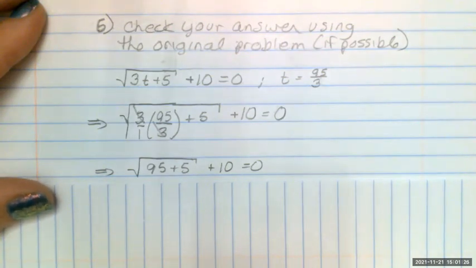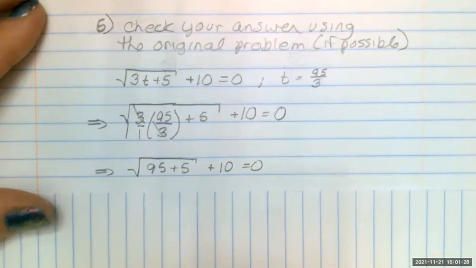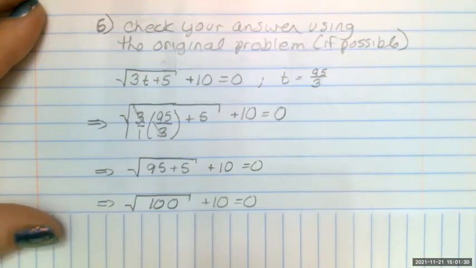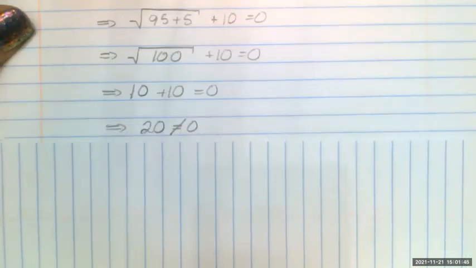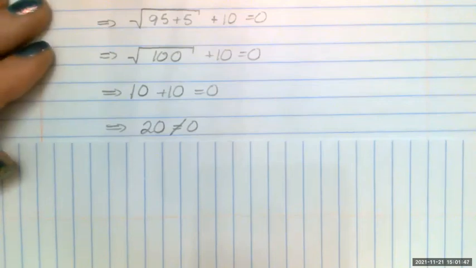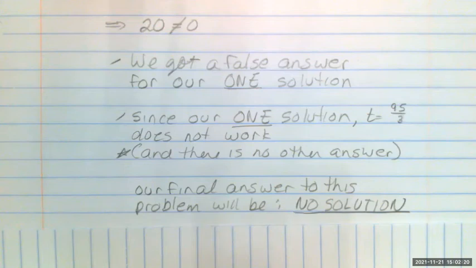Work out 95 plus 5. That gives me the square root of 100. Work out the square root of 100 now, which is 10. 10 plus 10 equals 0. Hopefully you see that as false. But if you want to continue, you can. You get 20, and 20 does not equal 0. All right. We got a false answer for our one solution.